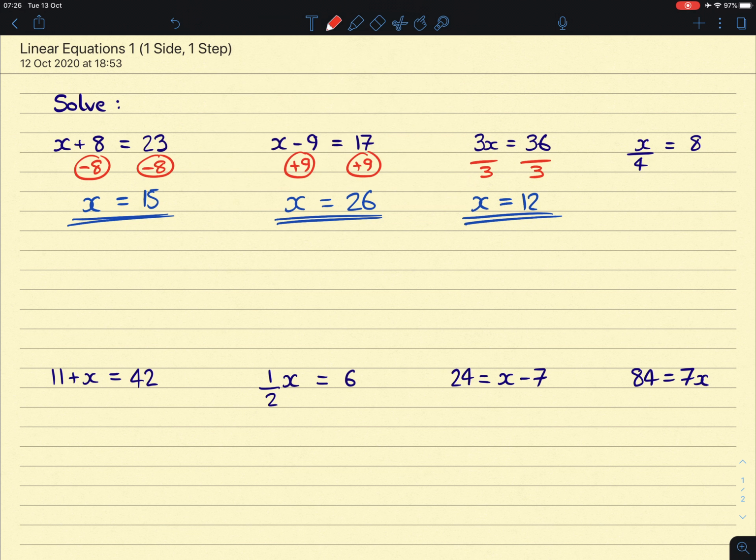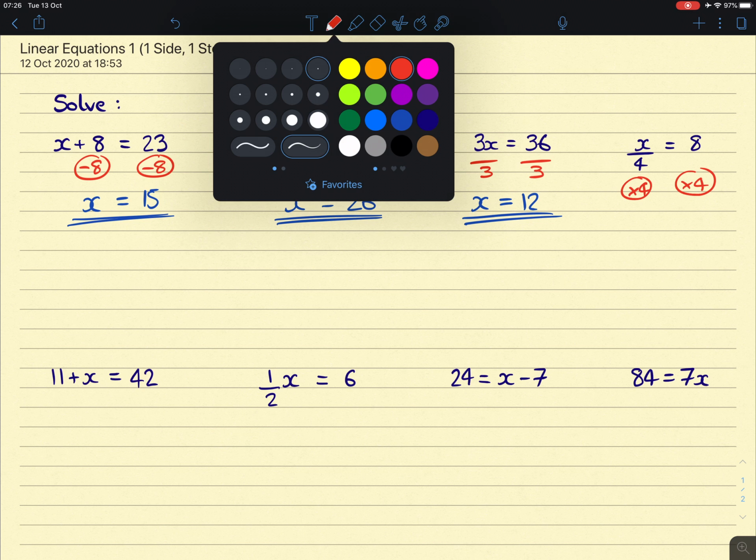The next one, what's with our x this time is an over 4, which is the same as a divide by 4. And in order to do the opposite of a divide by 4, we need to multiply by 4. So we've got to multiply both sides of the equation here by 4 in order to get x by itself. If we do that, we're left with 1x on the left, and on the right-hand side, we end up with 32. So that's a solution to that one.